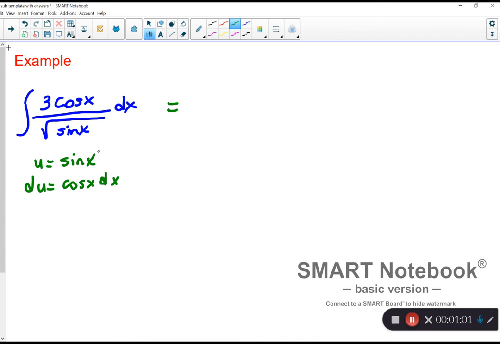Now what if you did the opposite way? What if you let u be equal to cosine x? Then du, here you're differentiating, right? So it'll be negative sine x dx. Well, there is a sine x, there is a dx, but it's not a sine x dx. It's like 1 over the square root of sine x dx. So this would not have worked. So we should really let u be just sine x.